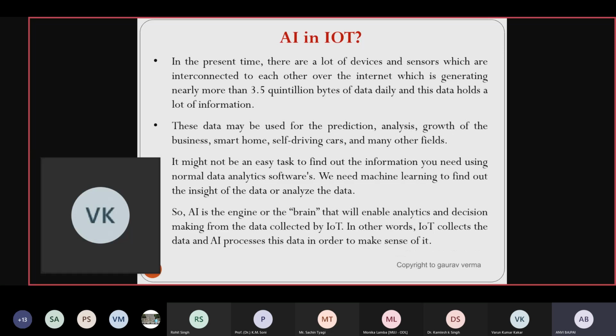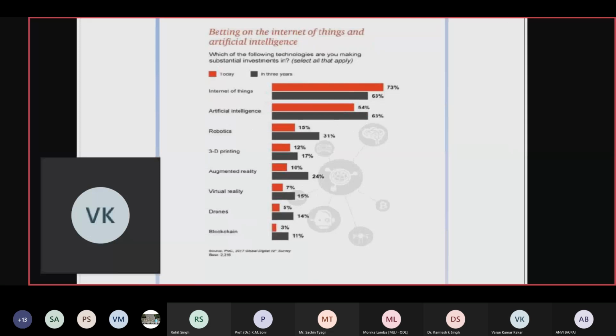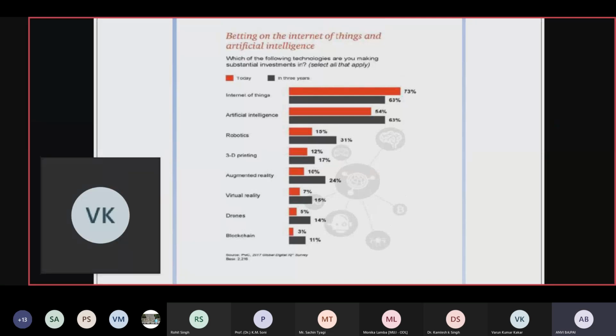Now, what are the different scenarios from where this data is generated and where you can apply it? We'll see that. If we talk about technologies, IoT and artificial intelligence are very popular nowadays, and you can see they are at the top. In this scenario you can make substantial investment for the purpose. Next.